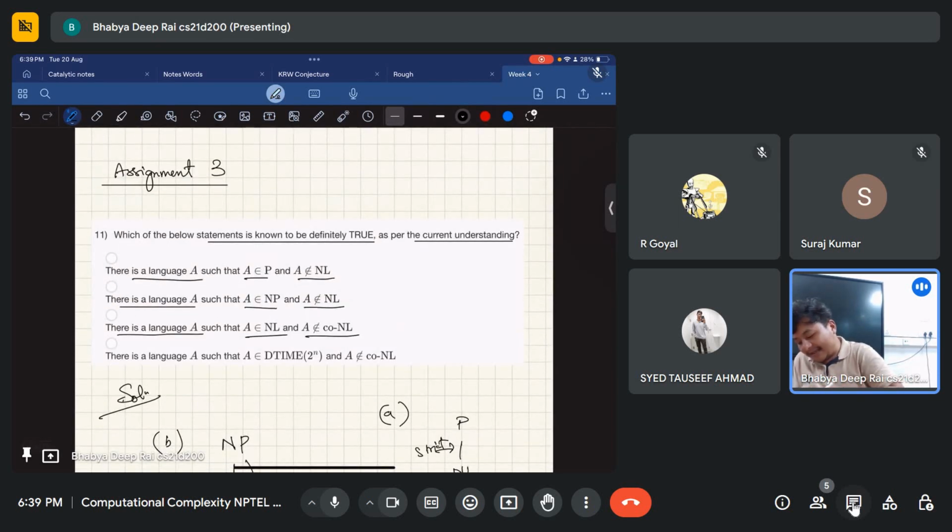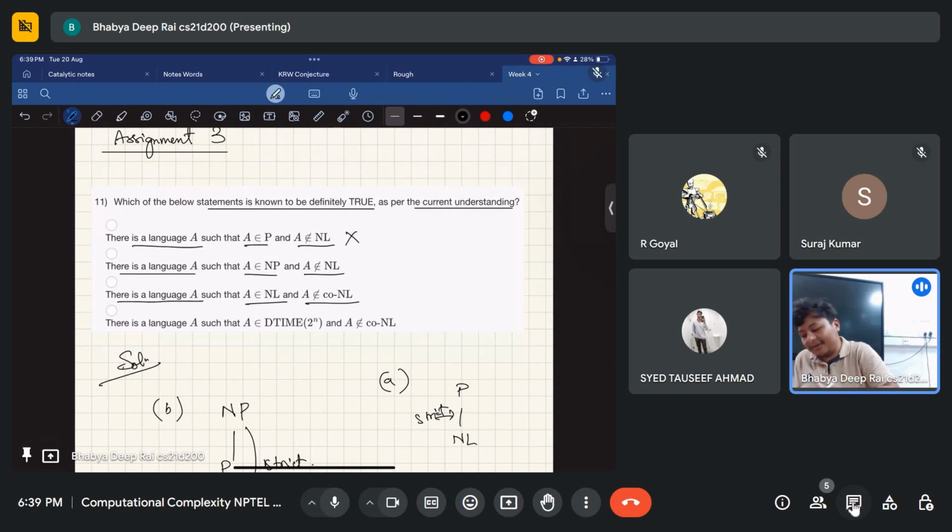There is a language A such that A is in P, A is not in NL. This cannot be resolved, because this is the NL versus P question. We don't know. We have not resolved it yet. Again, a separation between NP and NL is not known.